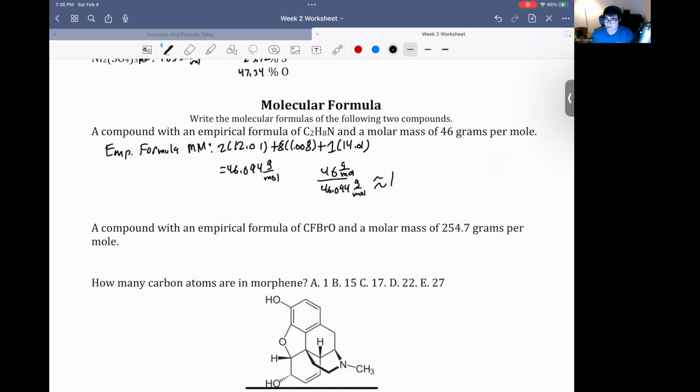So these are in a 1-to-1 ratio. So your molecular formula is your empirical formula. They may not be the same, but they also can be the same. I think that was worded a bit weirdly. So right, they can be the same, but they may not be the same. It just depends on what the molar mass of the actual compound is. So in this case, the molecular formula is the empirical formula, which is C2H8N.